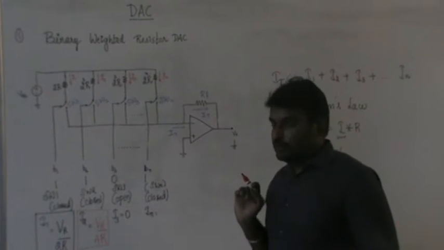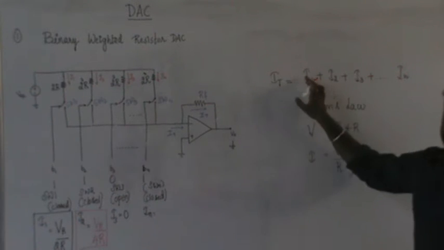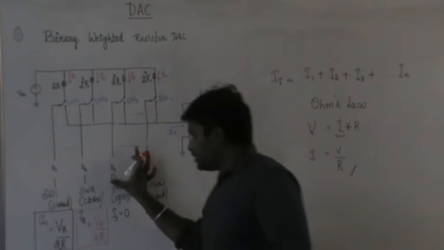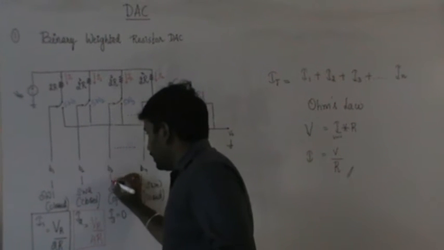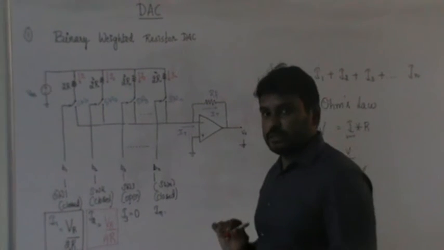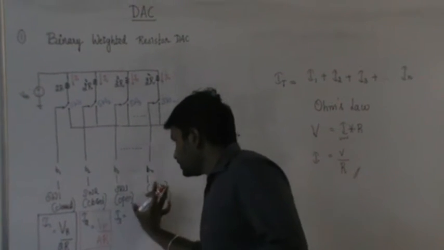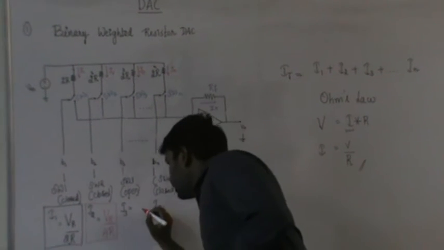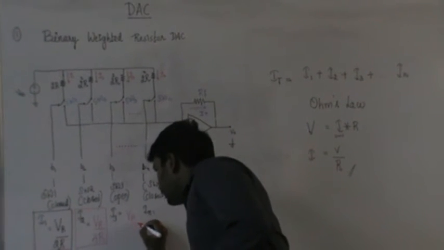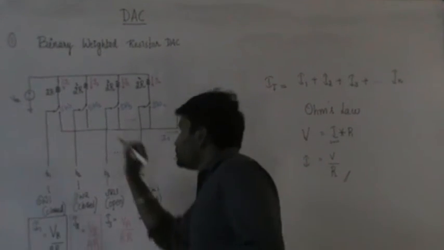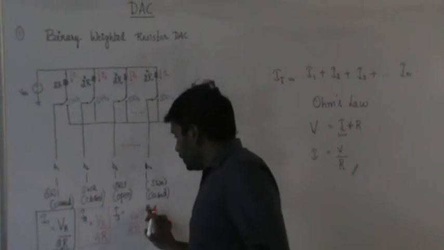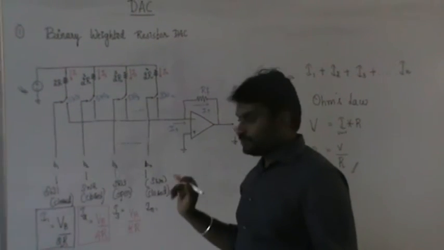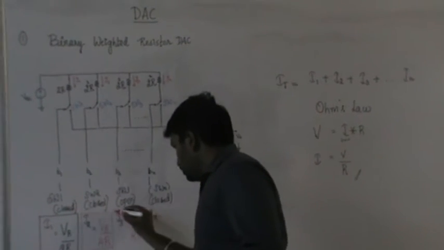Now, in order to derive this general equation, I will consider B3 as also 1. So when I am considering B3 as also 1, what is my equation of I3? I3 will be VR divided by 8R. So this is the voltage source divided by the resistor that we are considering in the third branch. So this is I3.